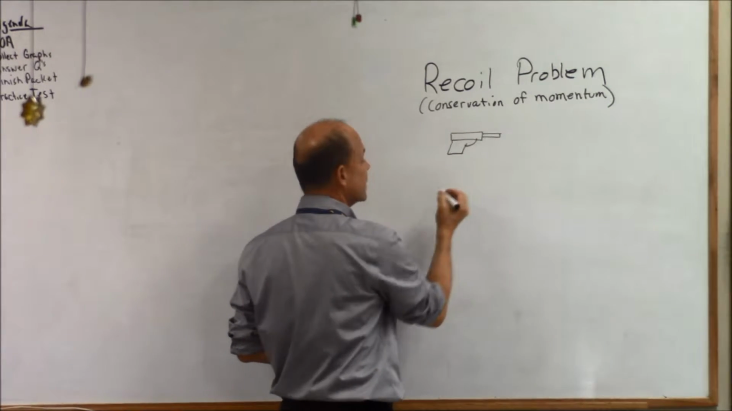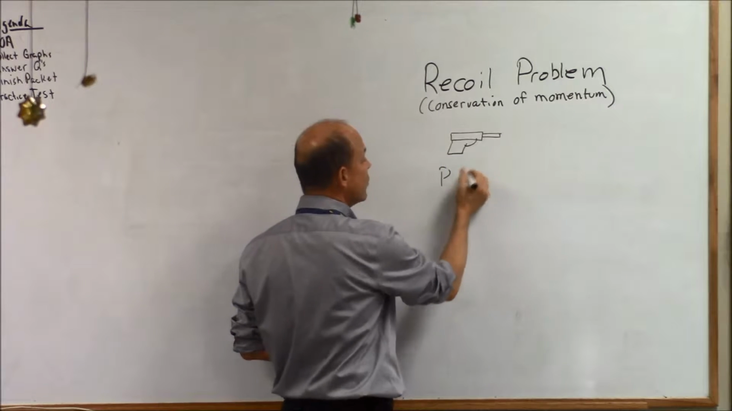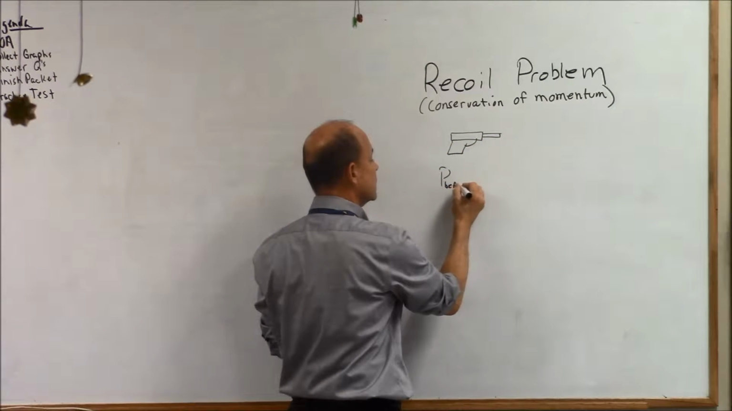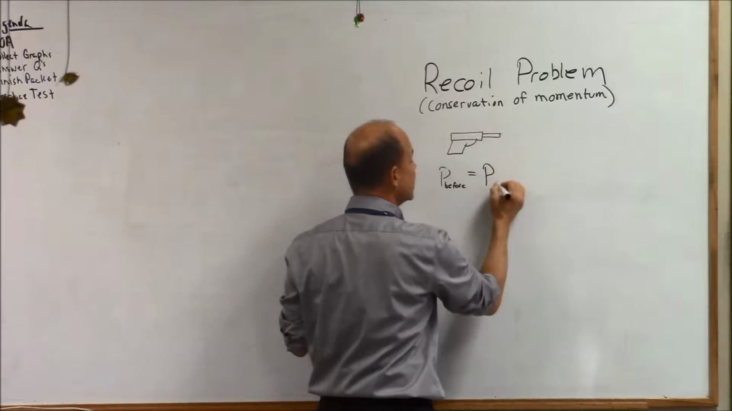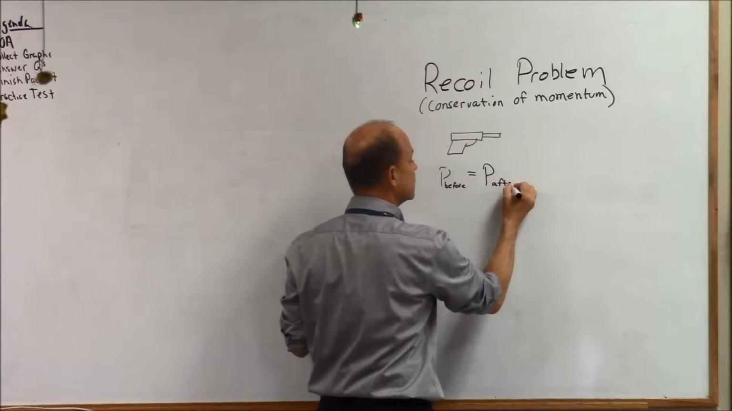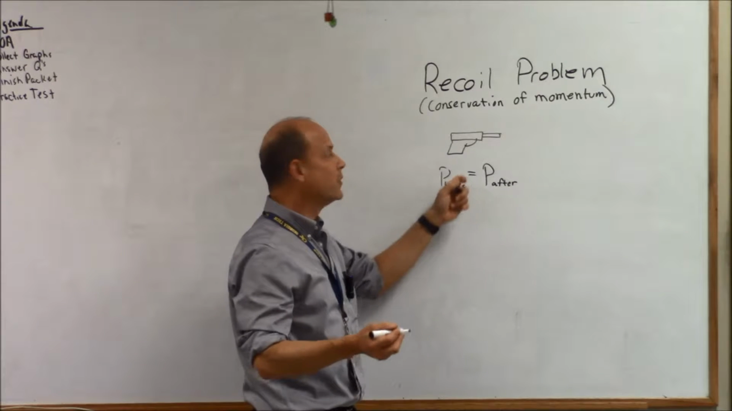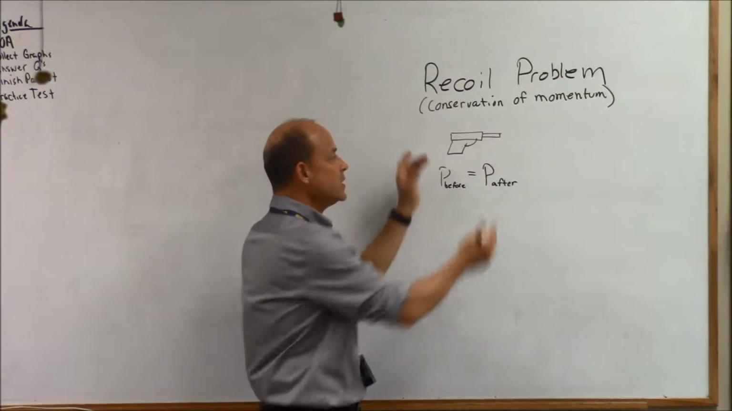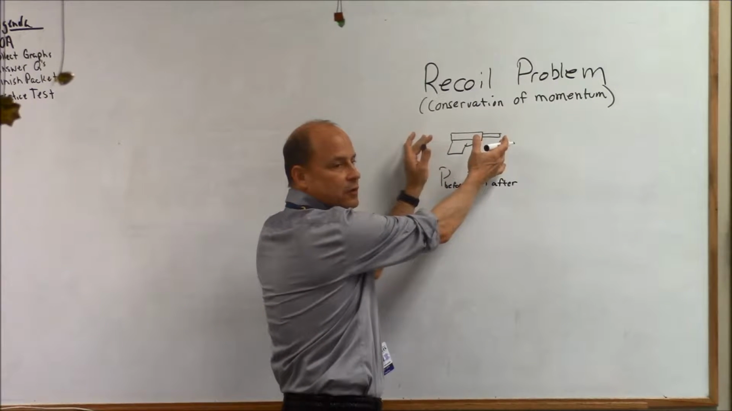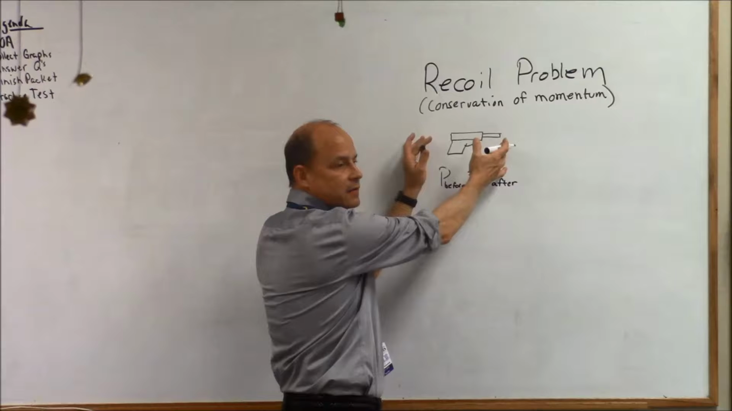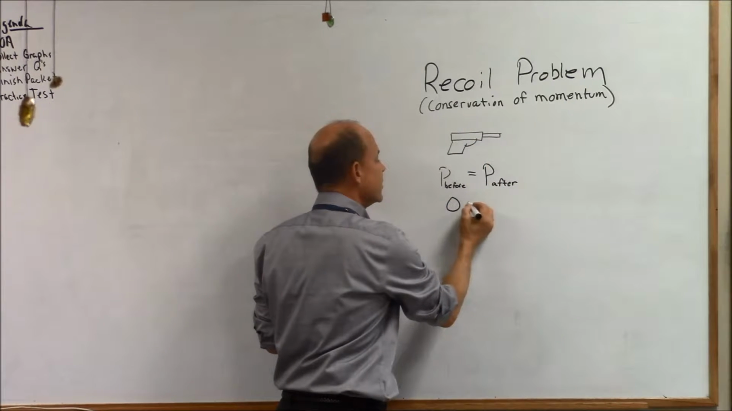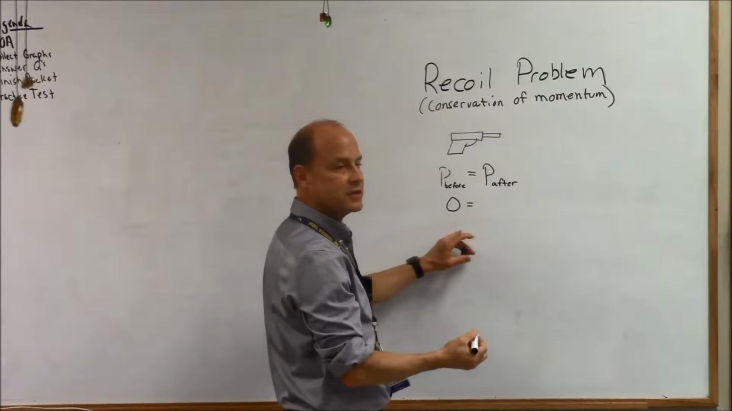The law of the conservation of momentum says that the momentum of the gun and the bullet before is equal to the momentum of the gun and the bullet after. Okay? So before the gun fires, nothing is moving, right? So what is the momentum of the gun-bullet system before the bullet's fired? It's zero. Absolutely right. So the momentum of the gun-bullet system before is zero.